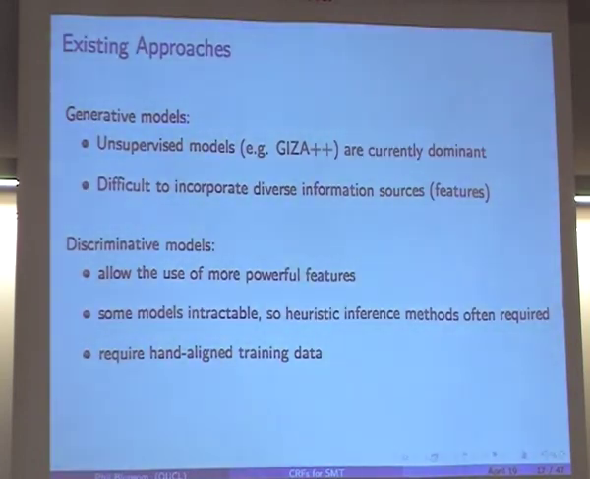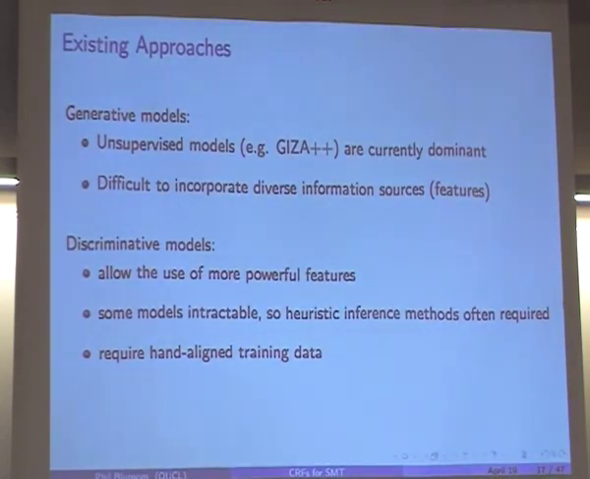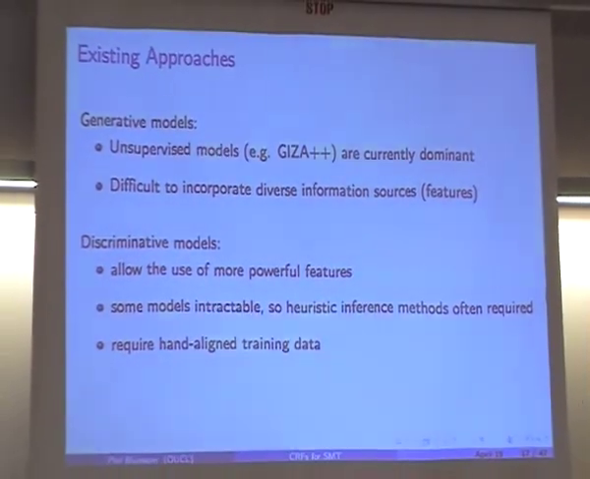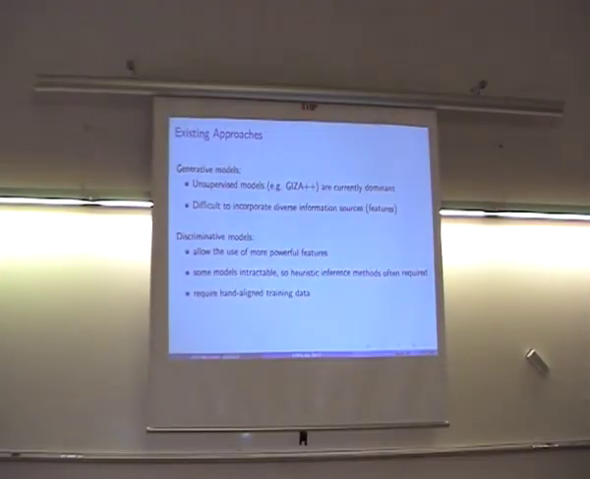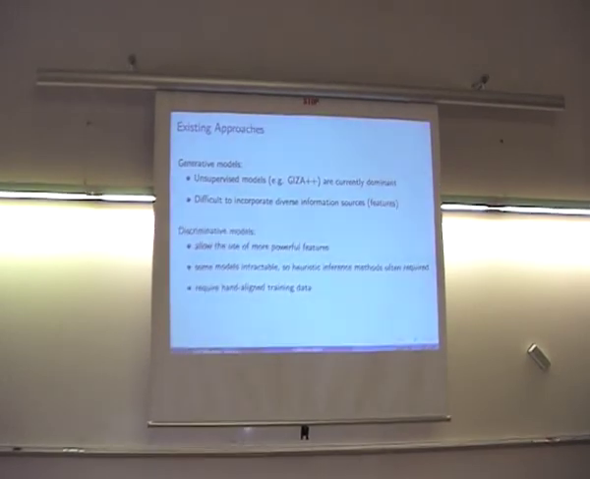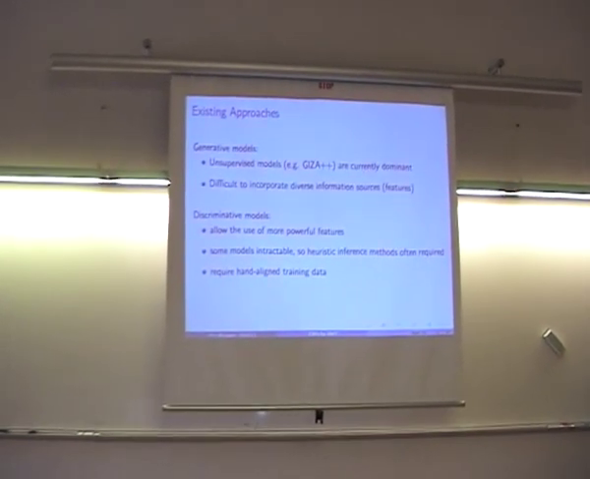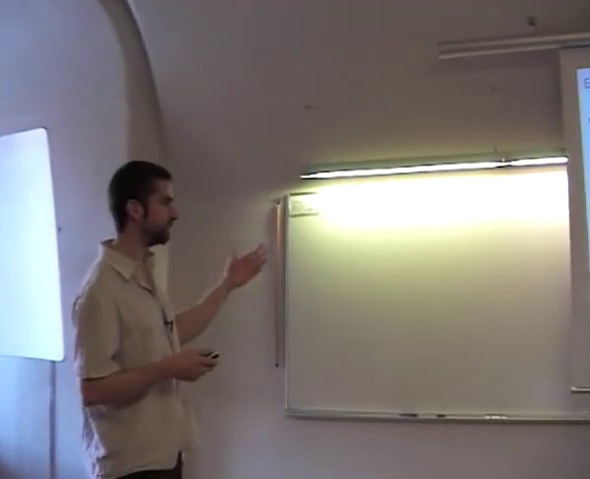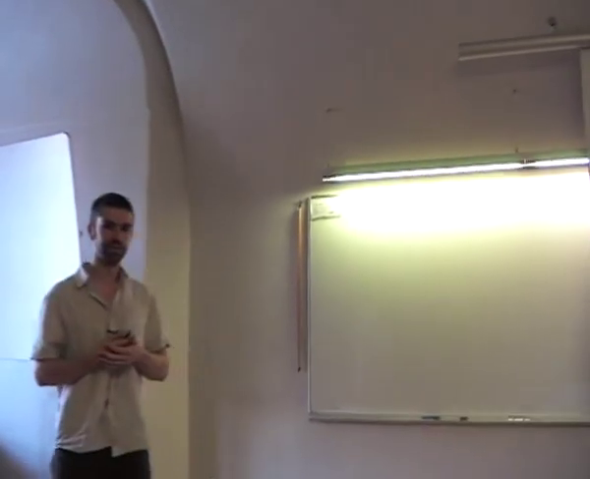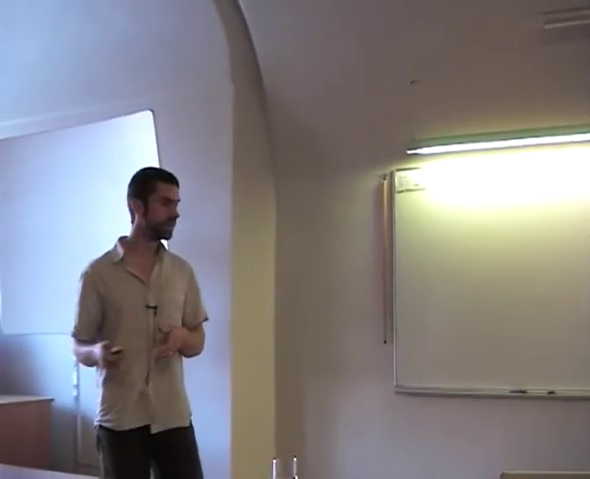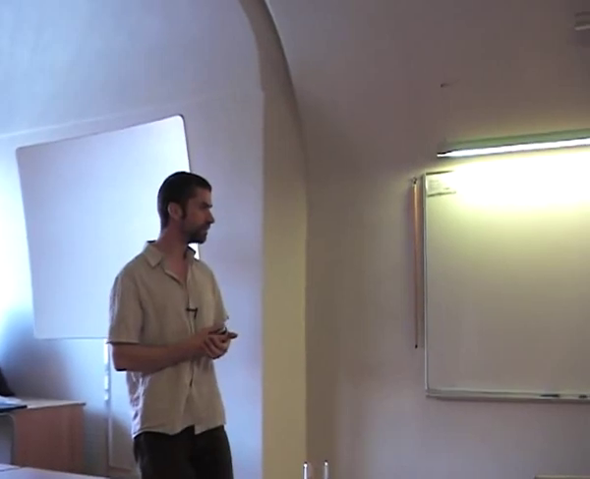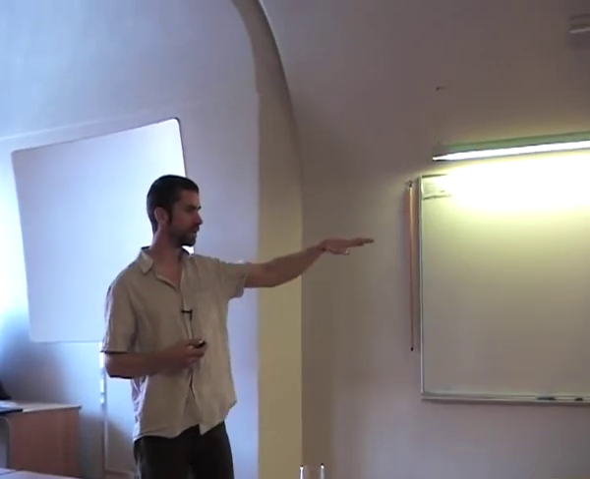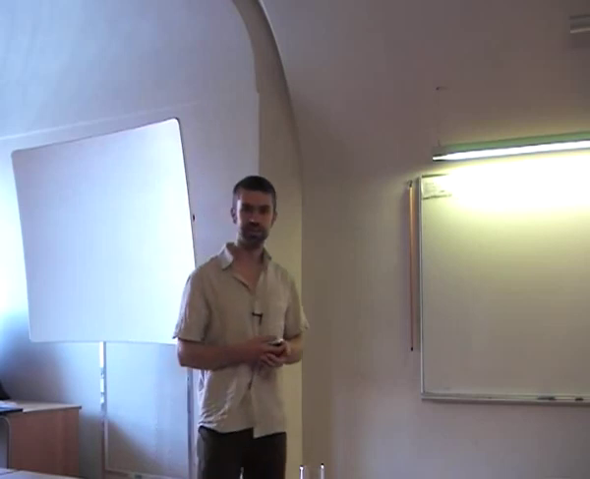So as I was saying, the most popular way of doing this is the Giza++ toolkit that implements the IBM models. Discriminative models allow us more powerful features. Previously, there have been a number of discriminative models. Often the models proposed used intractable search spaces, and a nice property of the particular model I'll present here, using a conditional random field, is that we can do exact inference within that model. But one caveat is that we require annotated alignments in order to do this.